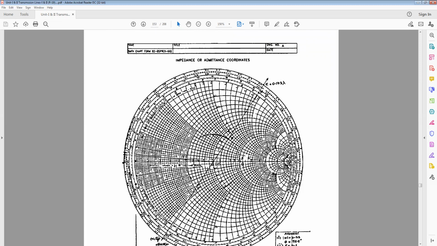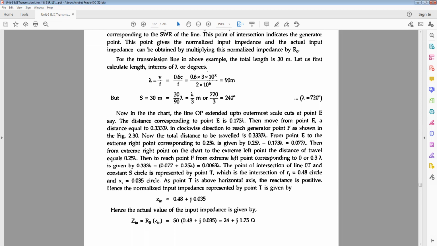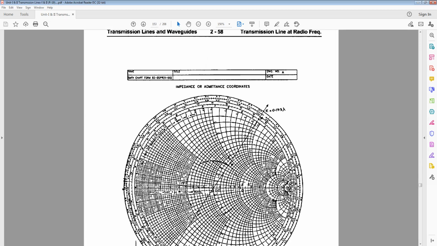Okay, note the point lambda here. Up to that, you can extend the 244 degrees to get the point P dash, or otherwise, wherever the R circle and X circle cross here, that is nothing but the Zin. That Zin is multiplied with the Z naught to get the actual input impedance. Actual input impedance. Got it, my students?